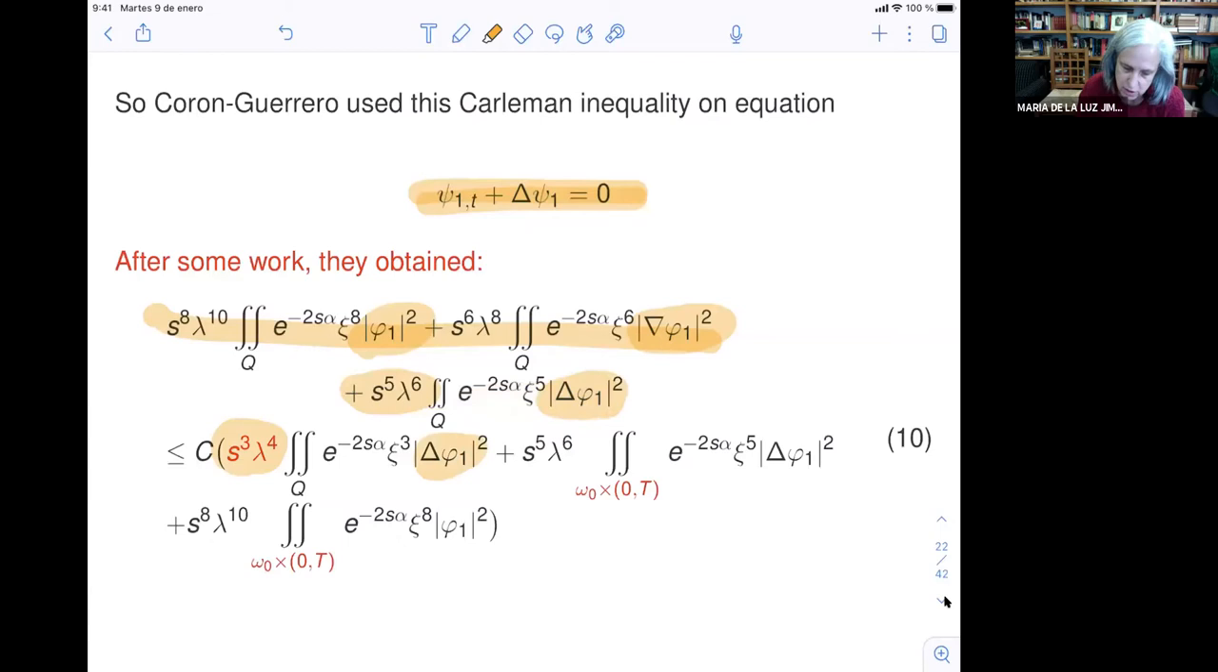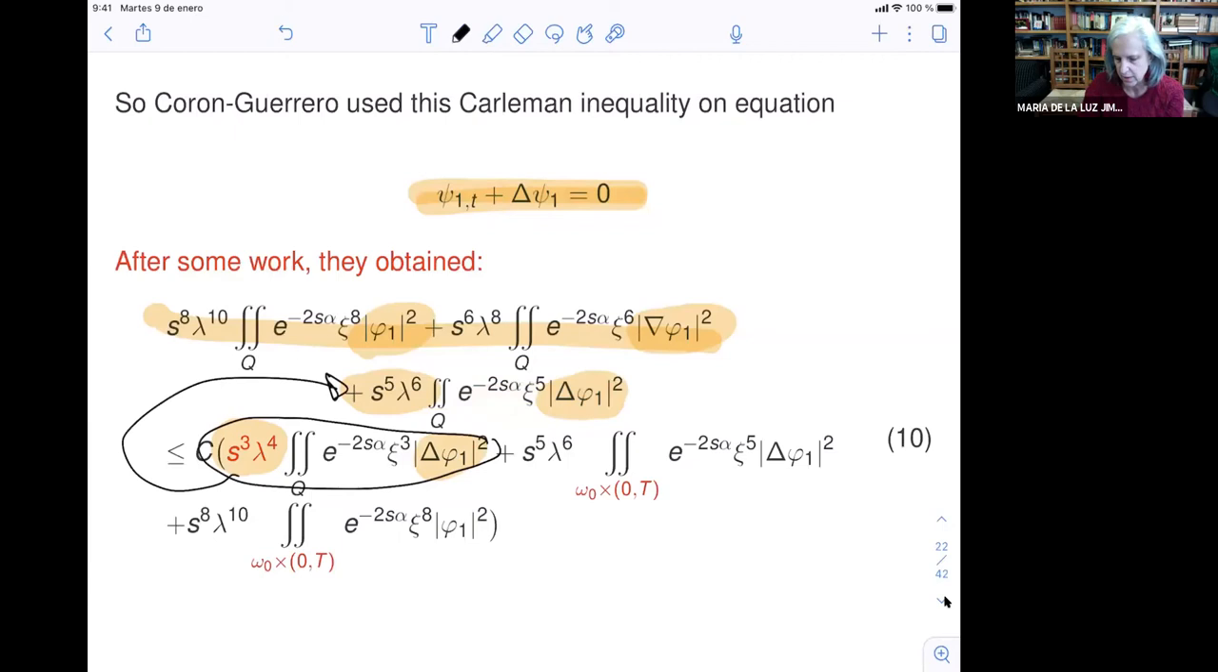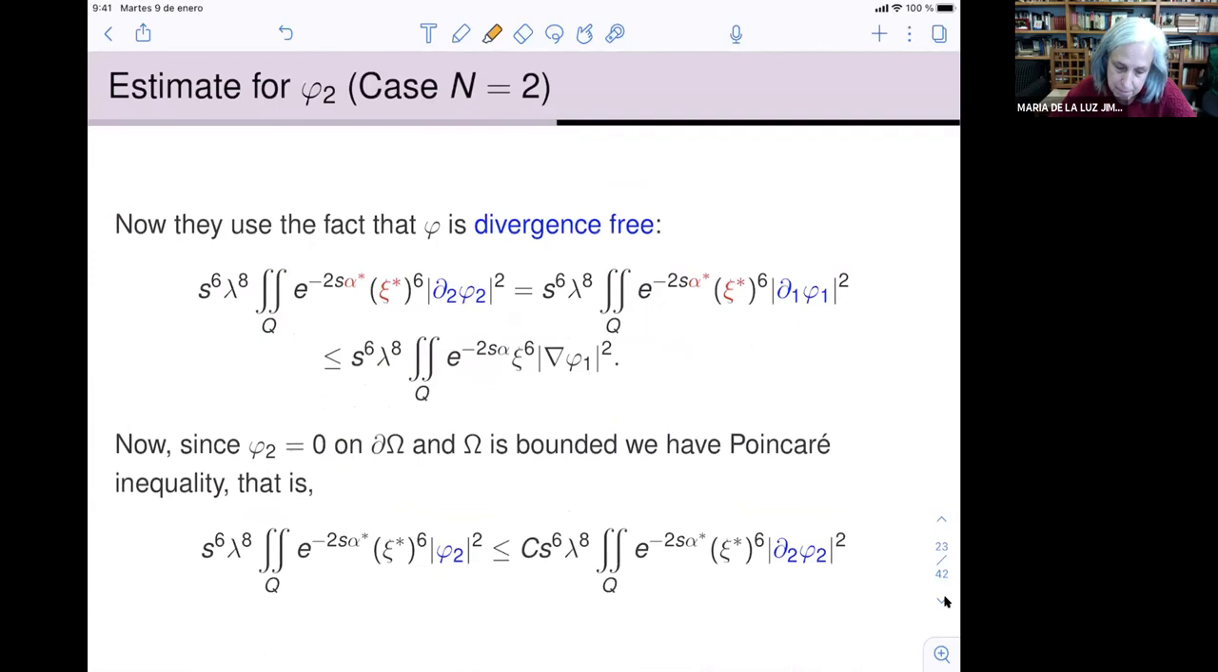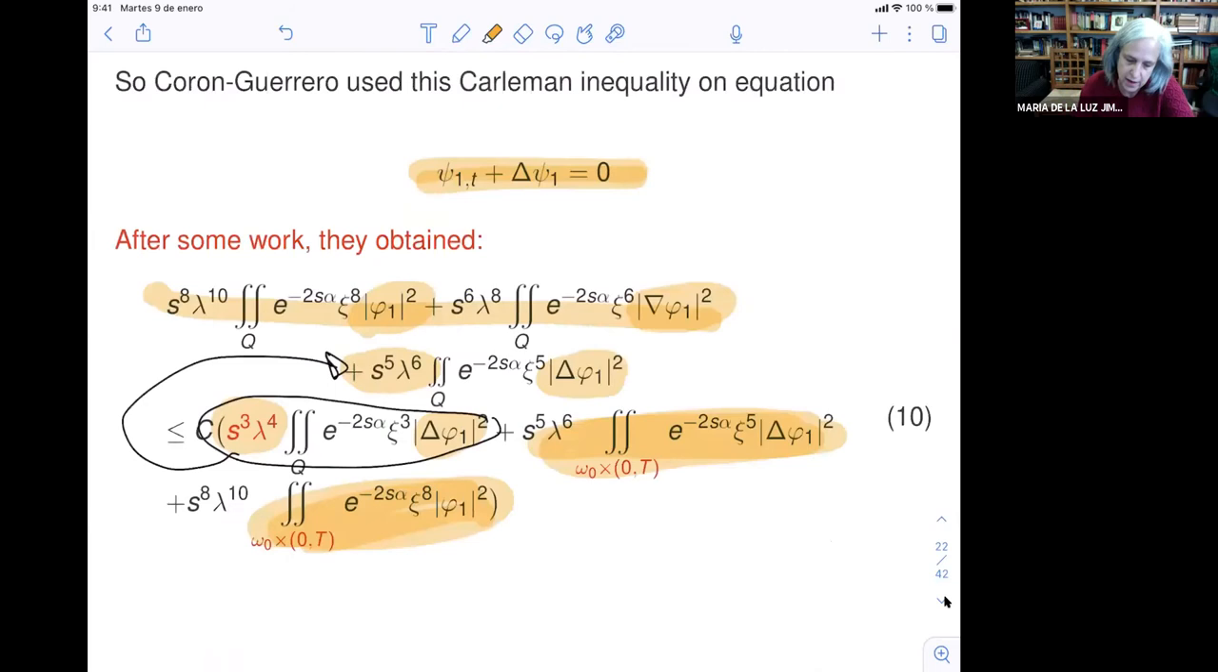So I am able to absorb this term that is on the right-hand side in this term, and you have some local estimates with the Laplacian of phi 1 and phi 1. We don't want this term, we want only this. And you have the boundary terms, which are described later.